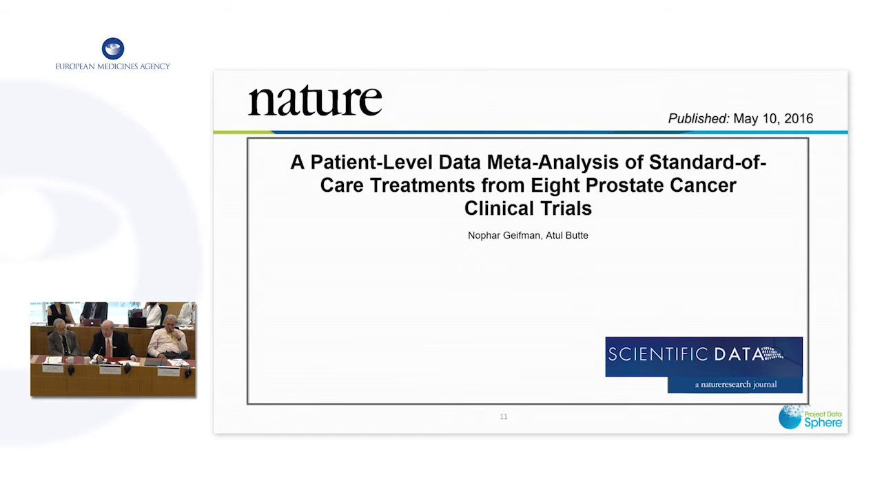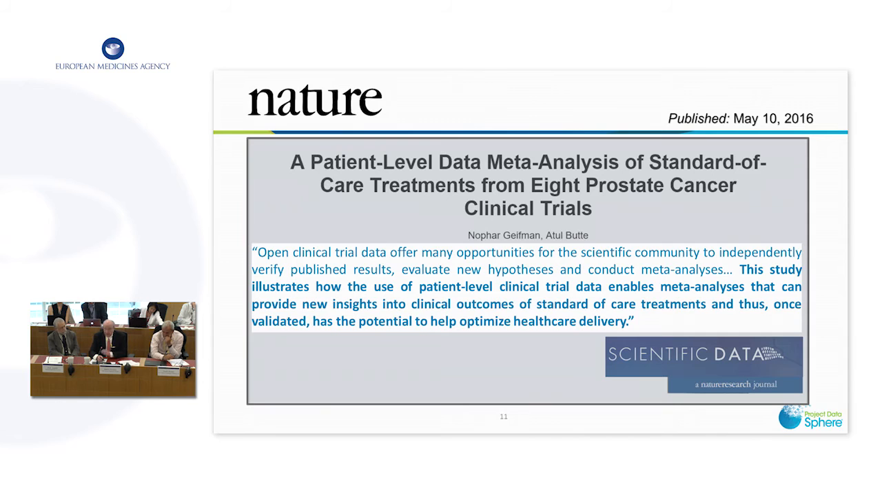And very recently, a paper was just published in Nature, and I have a copy of it here, and it's referenced there, entitled "A Patient-Level Data Meta-Analysis of Standard of Care Treatments for 8 Prostate Cancer Clinical Trials." All of this was done within Project Datasphere. And the final stanza does merit perhaps reading, where they said, "Open clinical trial data offer many opportunities for the scientific community to independently verify published results, to evaluate new hypotheses, and conduct meta-analyses. This study illustrates how the use of patient-level clinical trial data, derived from Project Datasphere, enables meta-analyses that can provide new insights into clinical outcomes of standard of care treatments and thus, once validated, has the potential to help optimize healthcare delivery, that which all the oarsmen thus far today have been addressing."